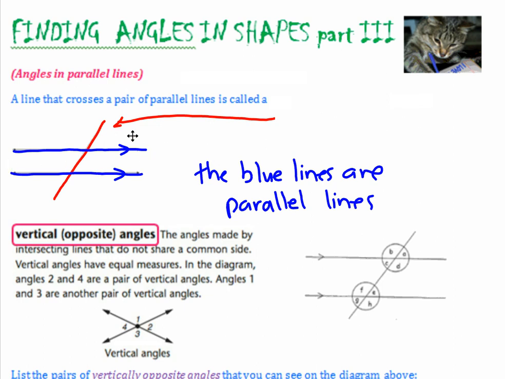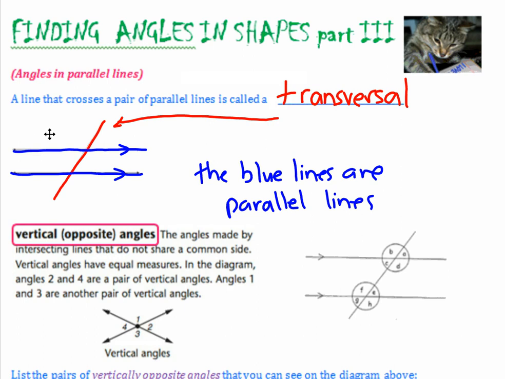They keep remaining the same distance away from each other. So parallel lines, what's the name of the line that crosses the parallel lines? Remember, it starts with T. So a line that crosses a pair of parallel lines is called, it was in the song as well. That's right, it's a transversal. So this red line here is called a transversal. These are the parallel lines. These are the little arrows to indicate that they're parallel. So the blue lines are parallel lines, the red line is the transversal.